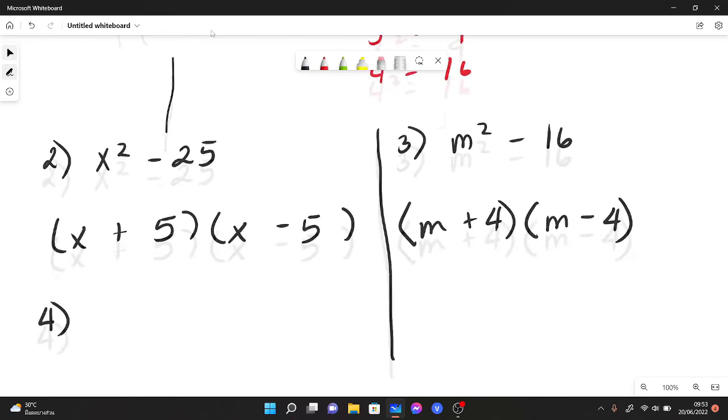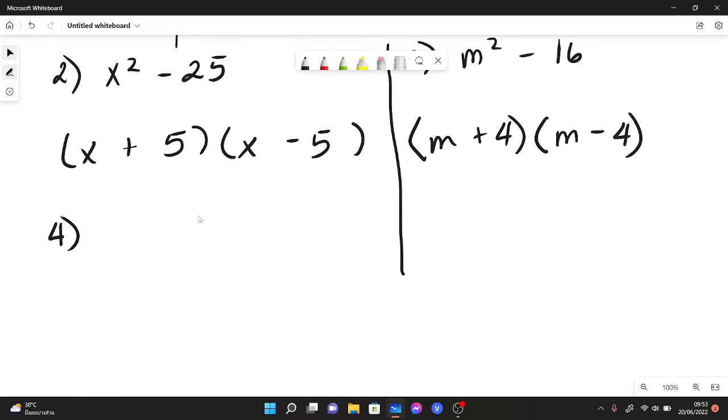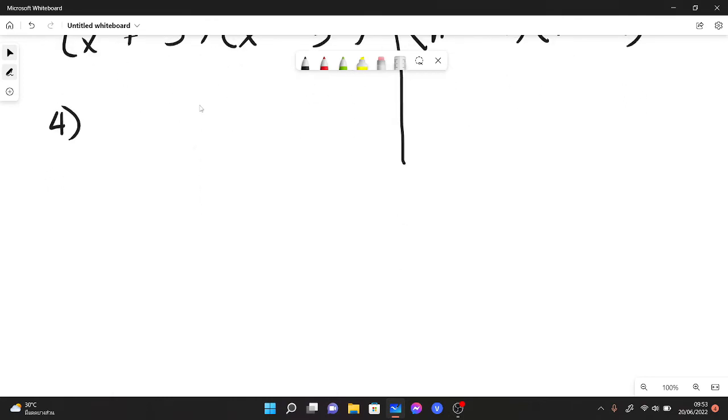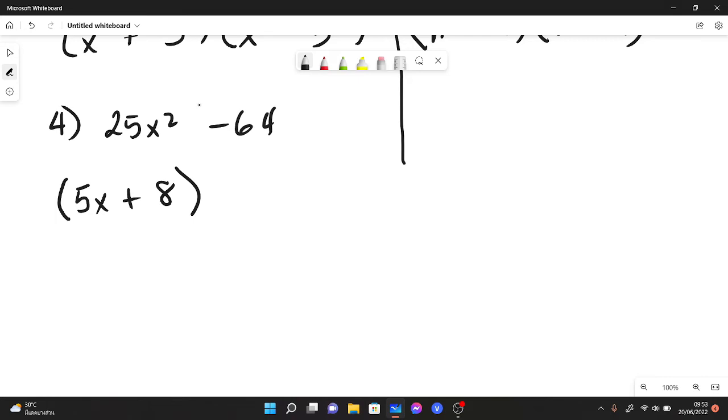Oops, sorry, I don't have a mouse. Okay, number 4. How about this one? We have 25x squared minus 64. The factor of 25 with the same base: we have 5 times 5, and then x squared, so 5x plus, and 64 can be 8 because 8 times 8 is 64. So we have 5x minus 8.